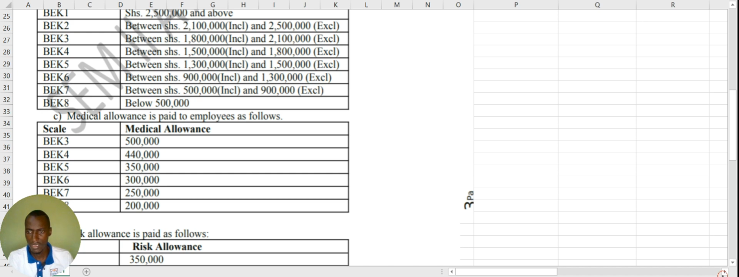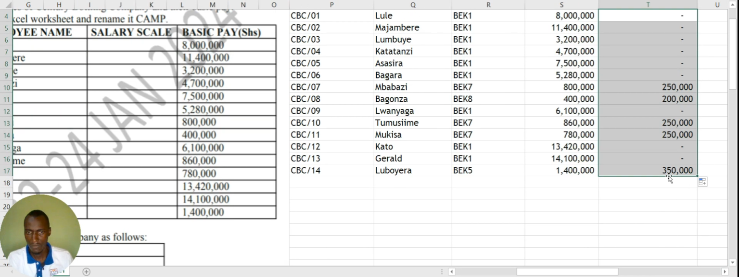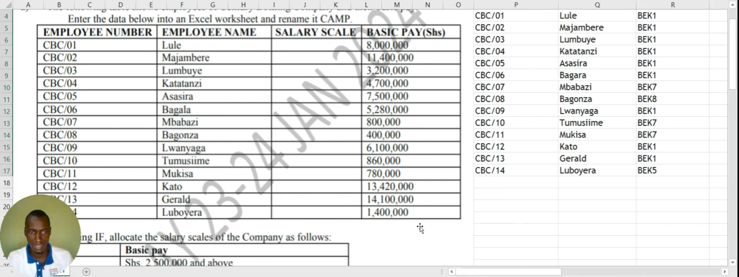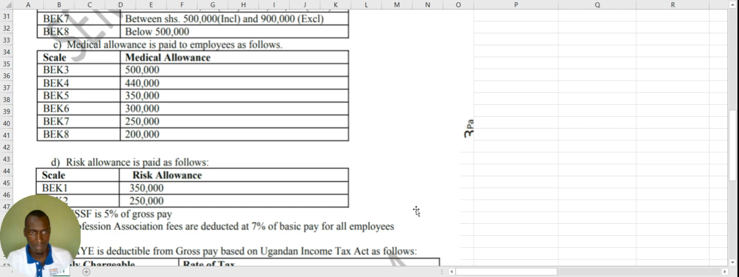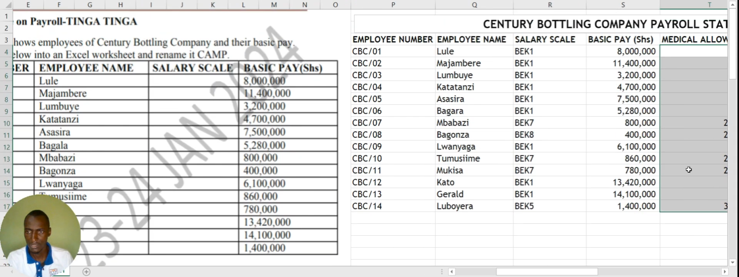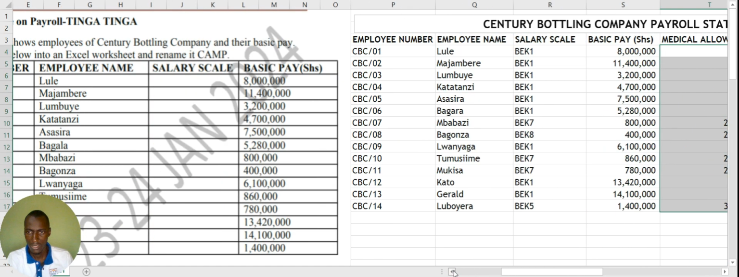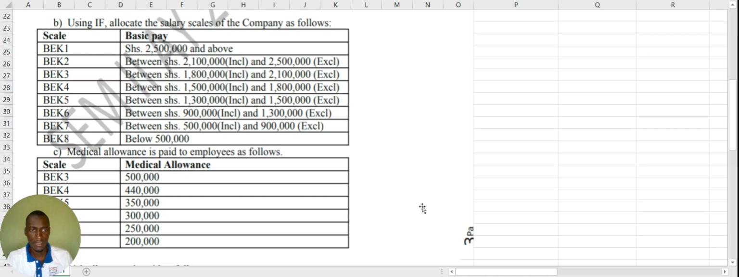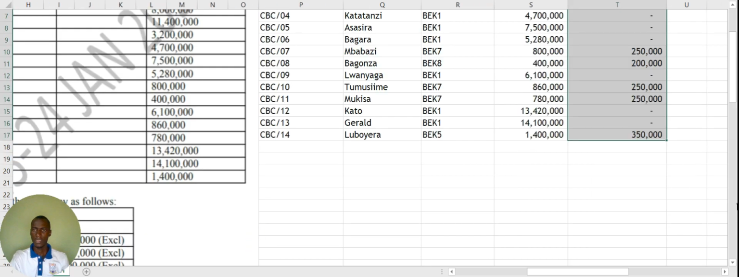BEK5, I think we have BEK5. We have BEK5 at 350. Is it what they get? 350 for BEK5? Yes. Then BEK7 250,000. Let's check. BEK7, 250,000. Yep, I think that's our medical allowance. We have the medical allowance for the different employees.